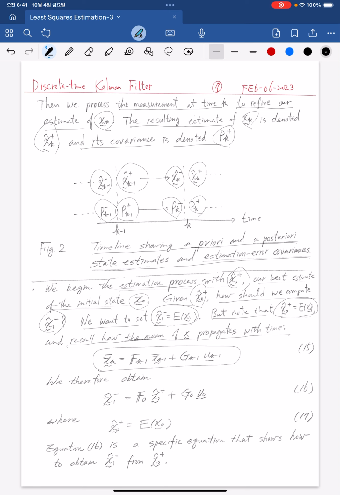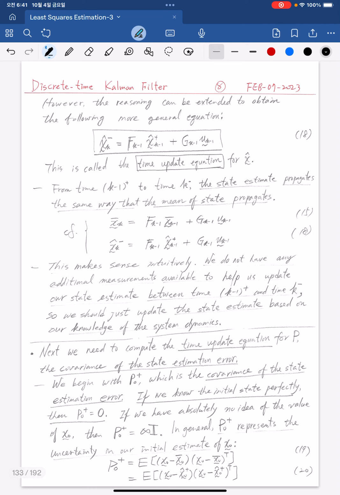Equation 16 is a specific equation that shows how to obtain x1 minus from x0 plus. However, the reasoning can be extended to obtain the following more general equation: xk minus equals fk minus 1 xk minus 1 plus plus gk minus 1 uk minus 1. This is the time update equation for x. From time k minus 1 plus to time k minus, the state estimate propagates the same way that the mean of a state propagates.